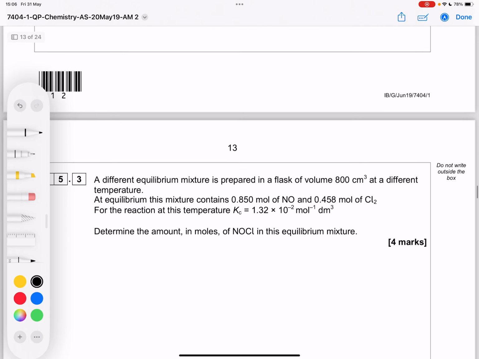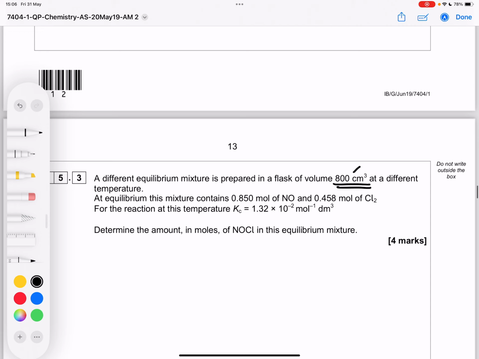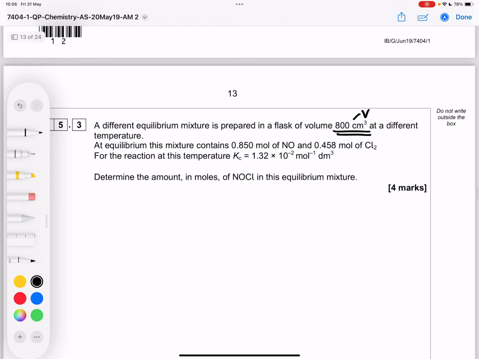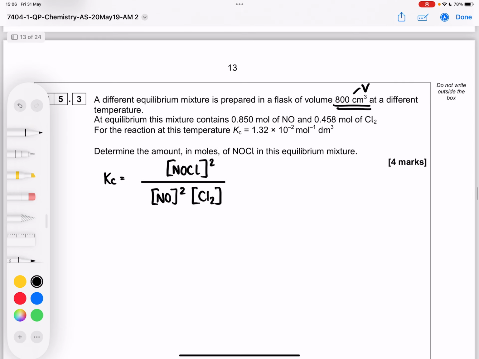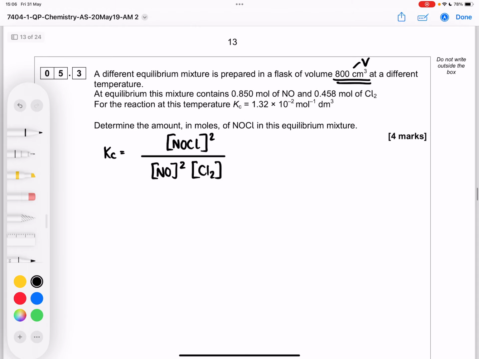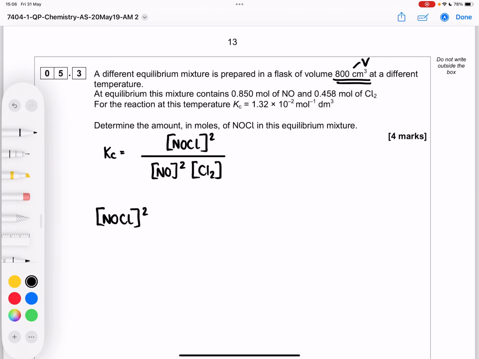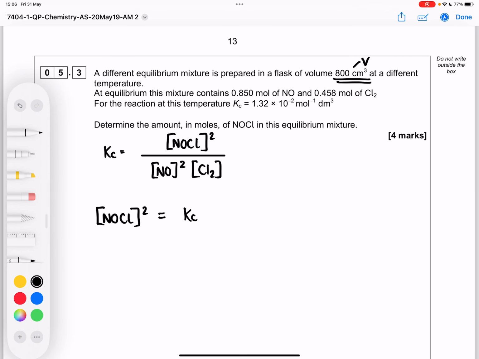We've got a different equilibrium mixture. This has got a volume of 800 centimetres cubed, and then we've got moles given to us and a value for Kc. So let's just rewrite our expression so we can see what we're working with. So remember, it was concentration of NOCl squared over concentration of NO squared times concentration of Cl2. We need to find the amount of NOCl. So let's just rearrange it a little bit and keep the squared for now. Let's not put the square root in just yet. If we multiply this out, this is what we get.